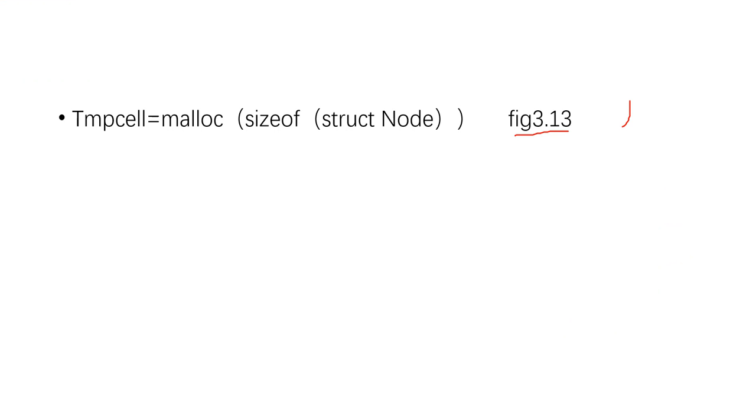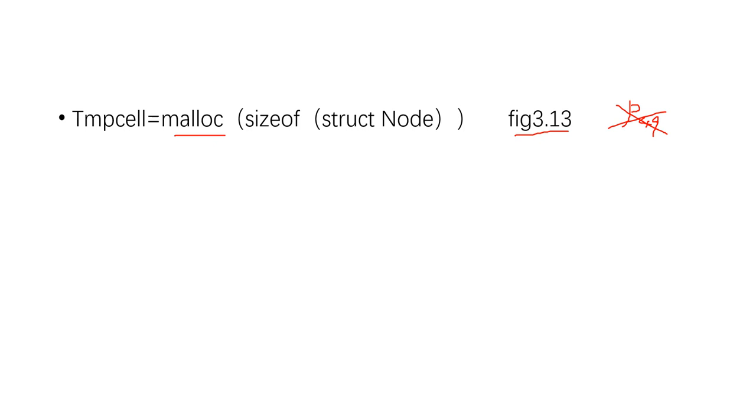Oh, but the book in my hand is another version from a Chinese press. Maybe the page is not exactly the same as your page. So just say the figure number, figure 3.13. That should be the same. So we got a sentence like this. It's about the malloc.